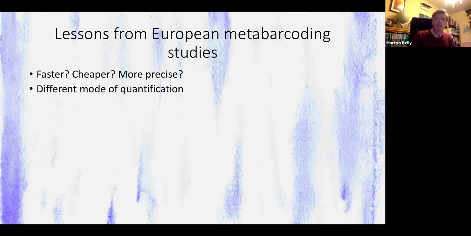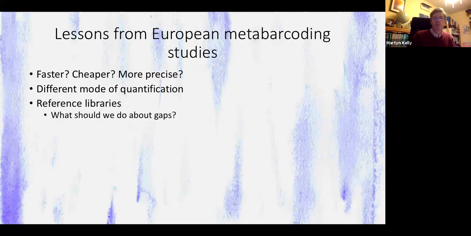There's a fundamentally different mode of quantification, which means you're always going to get differences between light microscopy and metabarcoding. I've talked a little bit about the gaps in reference libraries and some ways we can plug the gaps, but I think we need to be a bit more realistic about whether that's feasible and whether we really need a complete reference library in order to move ahead with the type of ecological assessment that we're doing.